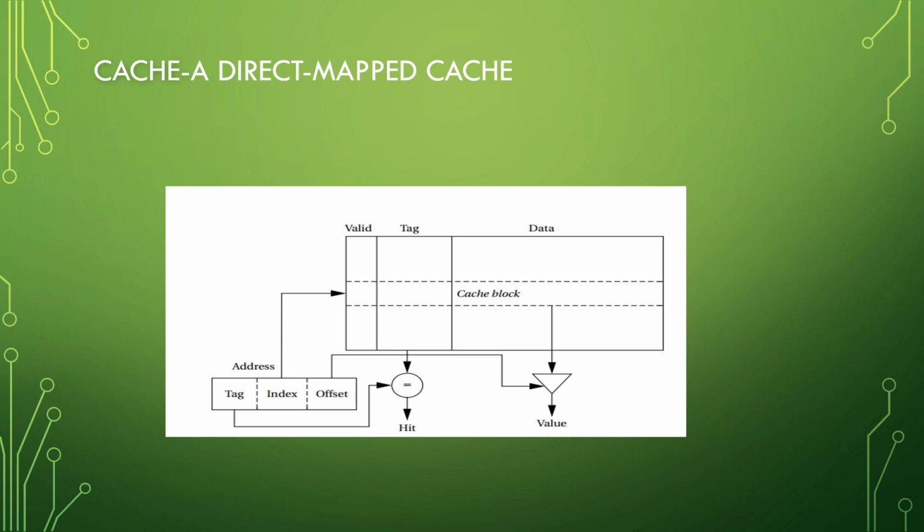Whenever the length of the data field is large, the LSB bits of the address represent the offset, which is used to fetch the data within the cache block. So this is about the direct mapped cache.